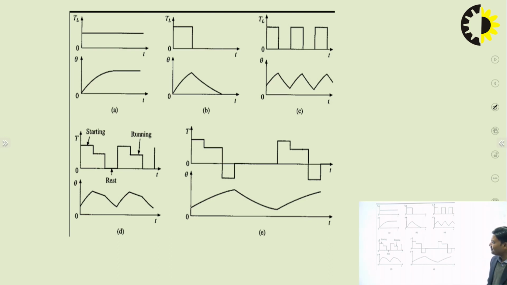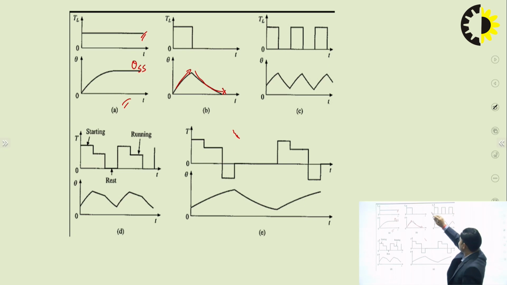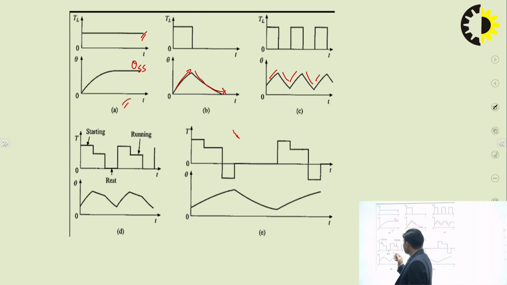As we can see in the diagram here, the load torque is always constant and the temperature reaches a steady state value theta ss, and therefore this is continuous duty. This is the short time duty: the load torque is for a short period, so there is an increase in temperature and then a cooling period. Similarly, in intermittent periodic loading, load is provided to the motor, then shut down, and again loading is there. So the temperature increases, decreases, increases again like this. So this is intermittent periodic loading with starting.